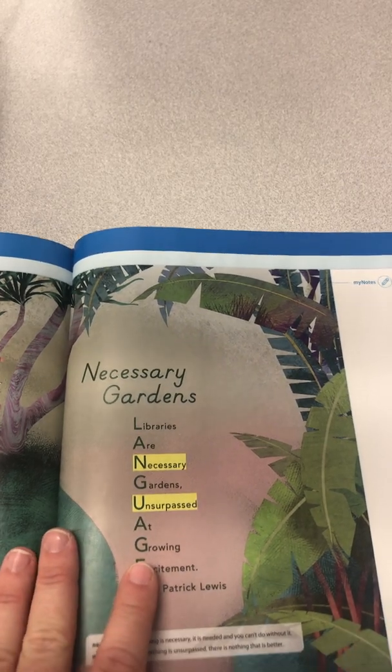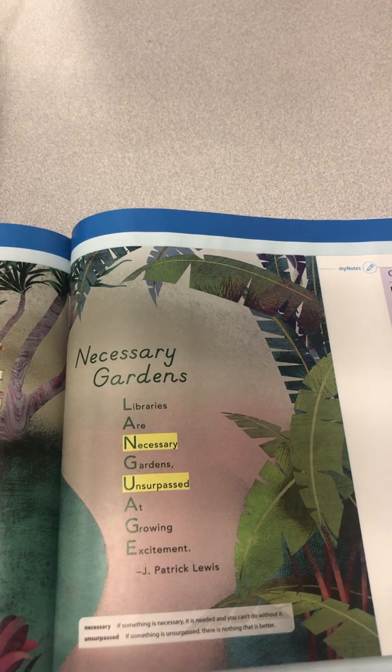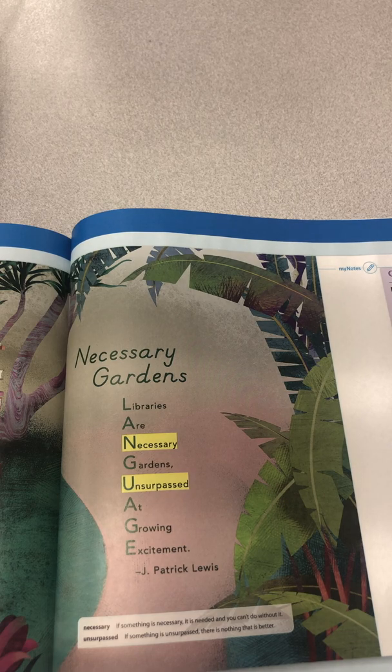So here's our question we're going to be looking at. What kind of figurative language does J. Patrick Lewis use and explain its meaning? So looking at this poem, Necessary Garden, language said libraries are necessary gardens, unsurpassed at growing excitement.